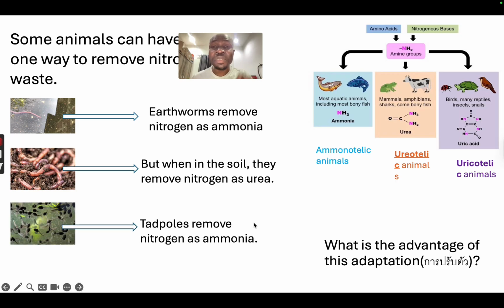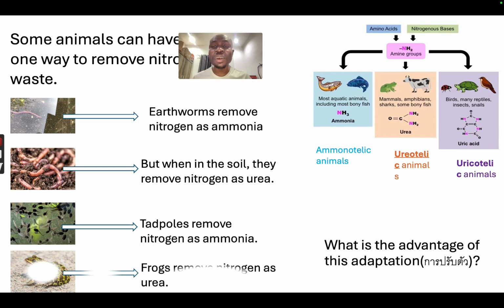Tadpoles, the little baby frogs, when they are in water, they produce ammonia. But when they grow up to become the frog and live on the land, they produce urea. And this is very good for the animal because it can help them to save energy or save water when they change the environment.